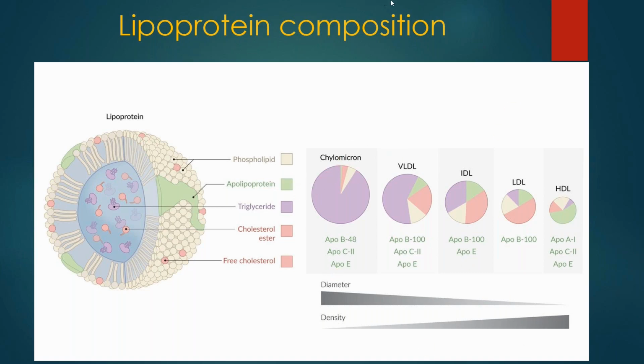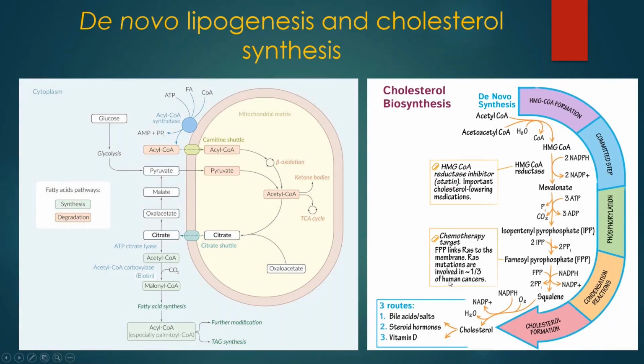Okay, so let's move on. Now we have talked about the catabolic processes in lipid metabolism. What about the anabolic process? It's not that we get all our fats from our food. Our body has devised a mechanism to make fat by itself. This is called de novo lipogenesis.